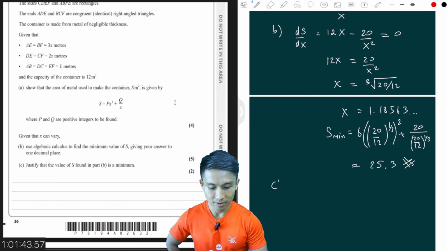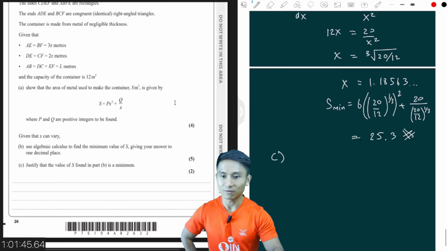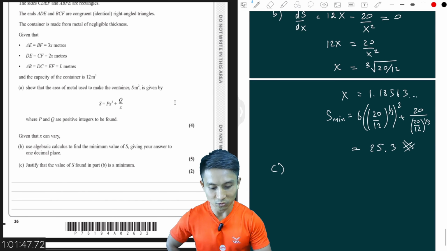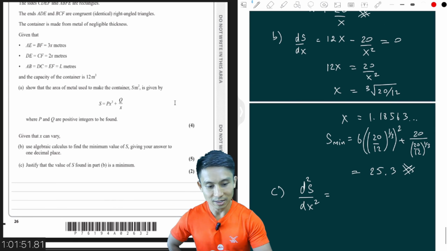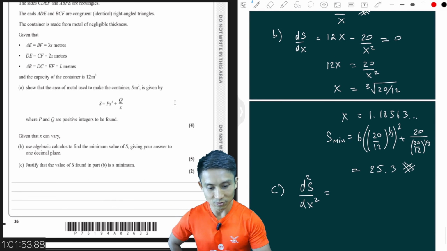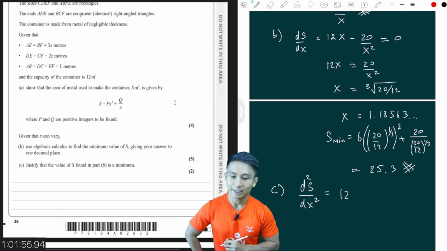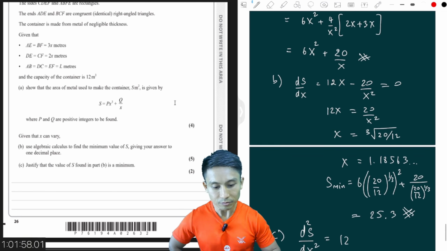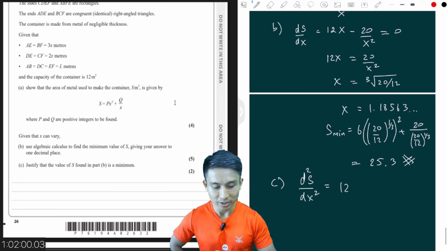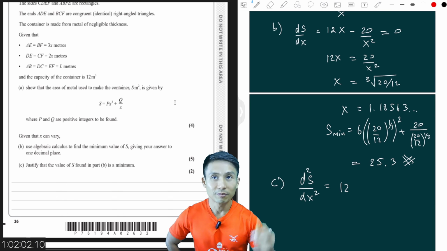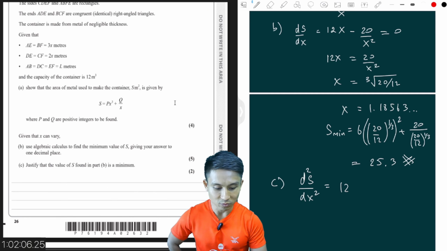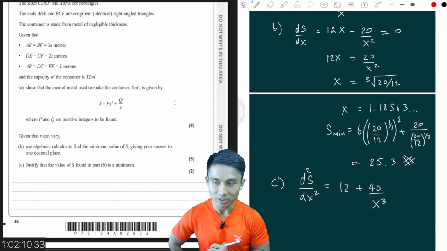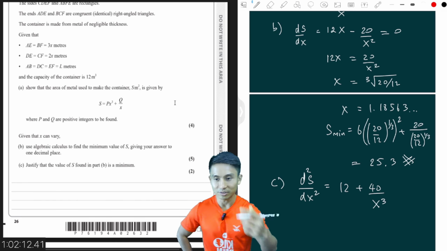Okay. Part C. Justify that the value of s found is a minimum. Well, we just do the second derivative, right? d squared s by dx squared. Just take this, differentiate it again. So the first one I got 12. And then the second one, you bring minus 2 down because it's extra minus 2. So you bring minus 2 down, it would become plus 40. And the power decreased by 1, so you're going to have 3 down here. It's extra minus 3, which is the same as that.